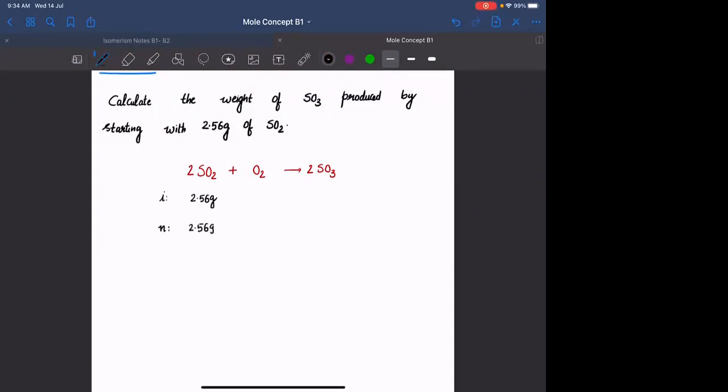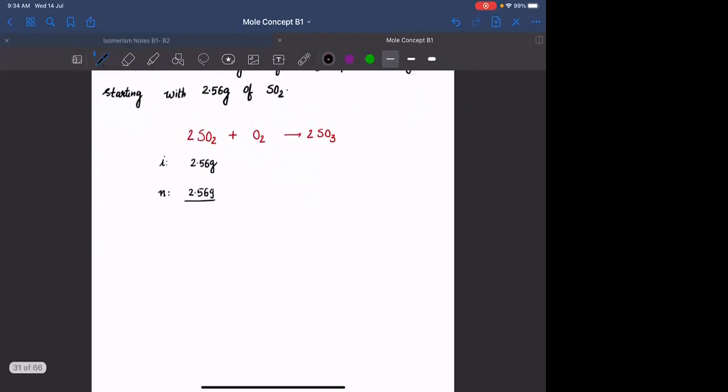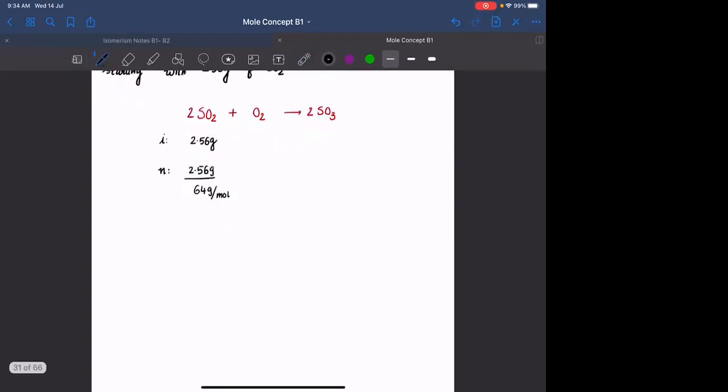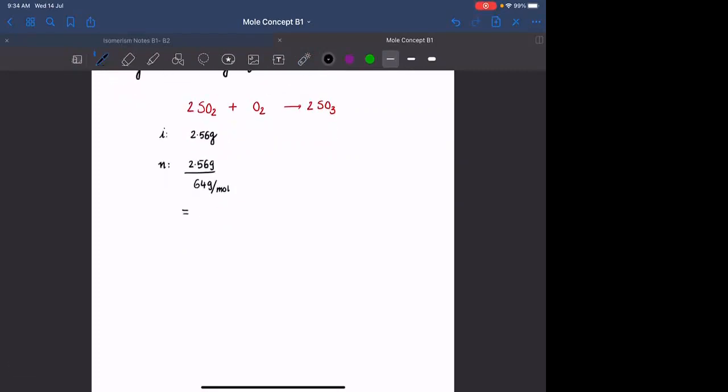2.56 gram divided by SO2 का mass. Don't divide this by 2 times molecular weight of SO2. I'm calculating the moles of SO2. I'm not calculating the moles of 2SO2. Okay. So divide this by only the molecular weight of SO2. I hope that is clear, which is 64 gram per mole. Okay. What is this equal to? 0.04. Good.